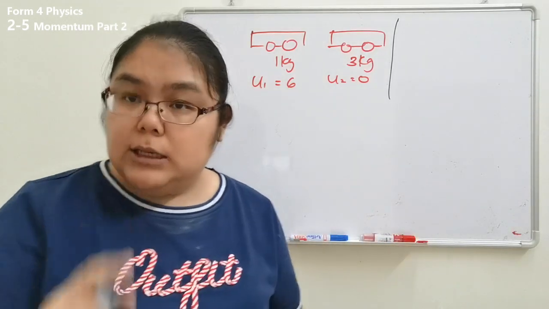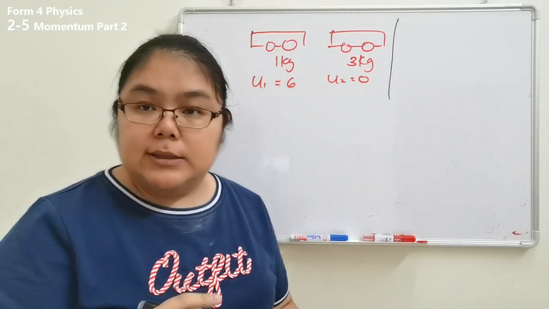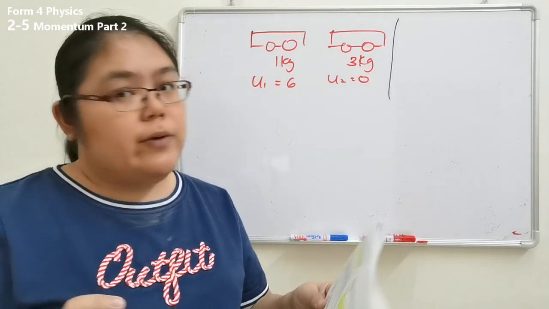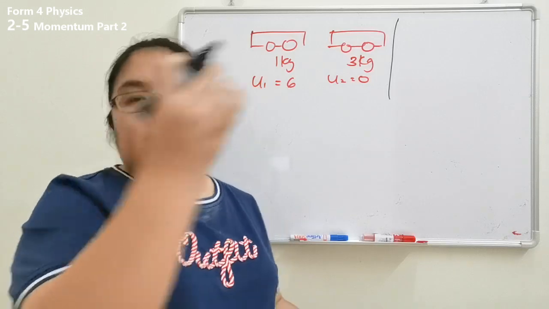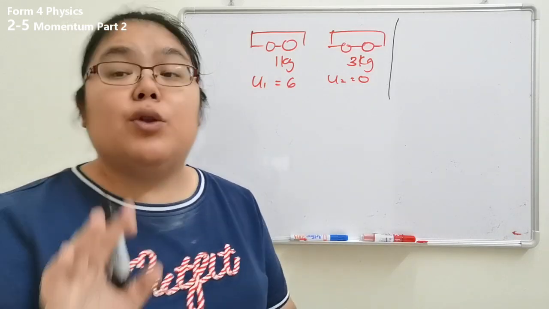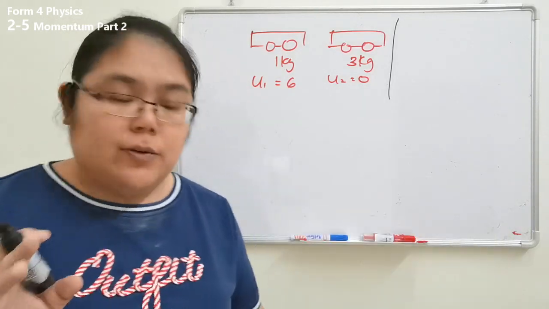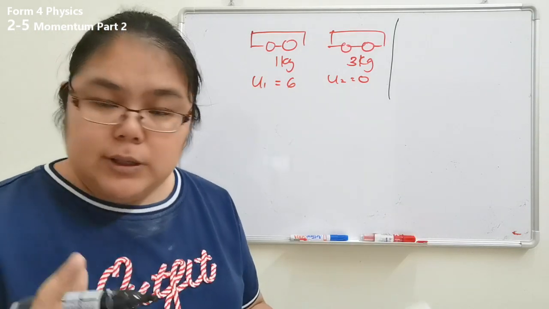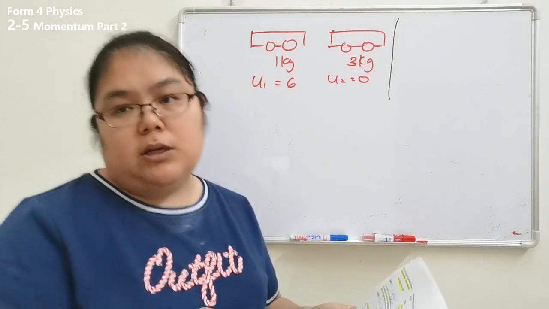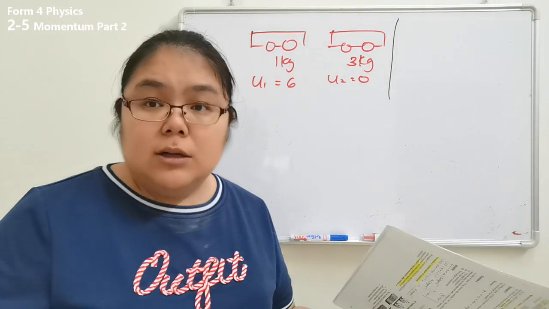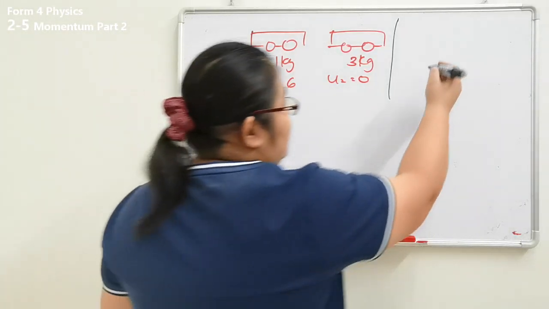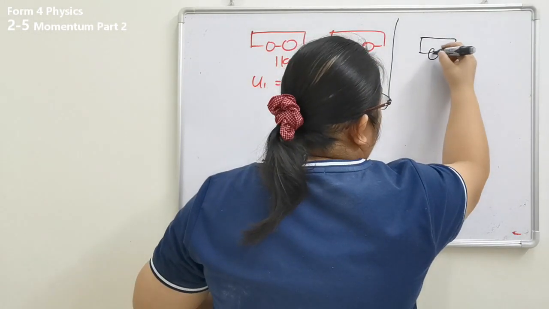So this one is a keyword. When you read the question, you must read very carefully. The keyword is "stick together". The question will never tell you this one is elastic or inelastic. No, you must understand the question. So from here they say stick together, another keyword, common velocity. That means this is an inelastic collision.